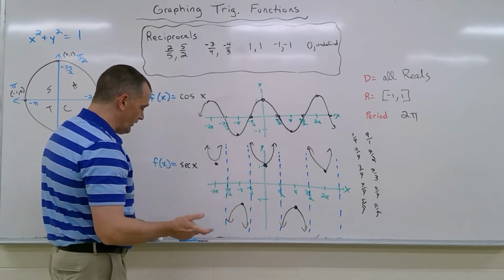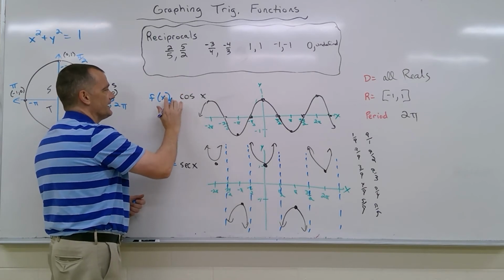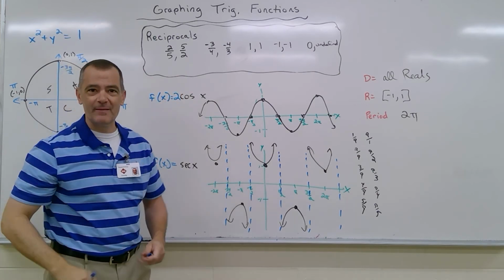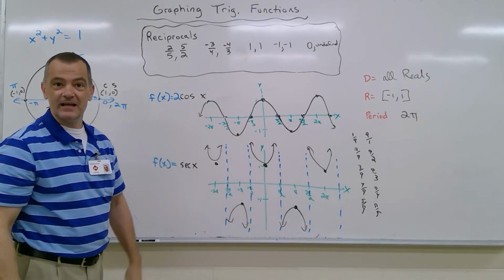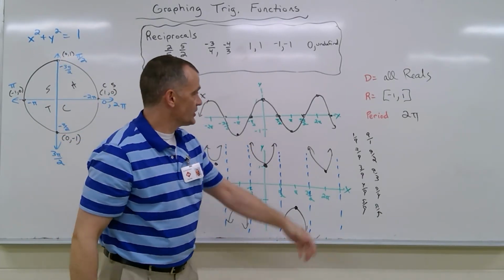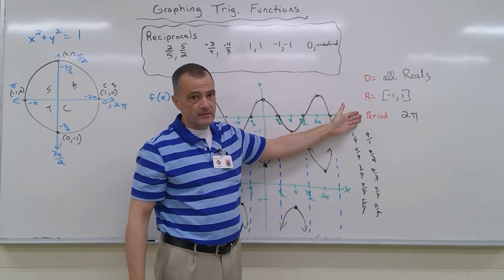One nice little bonus I'll throw at you real quick is if I came up here and said, well, I might just throw a 2 in front of that. f of x equals 2 times the cosine of x. Does that change my domain? Does it change my range? Does it change my period?